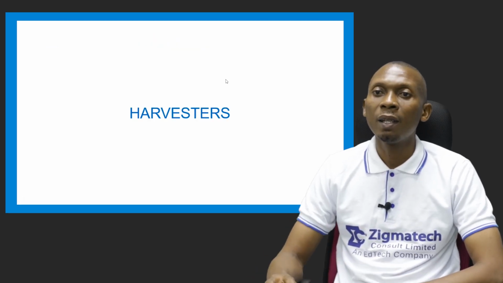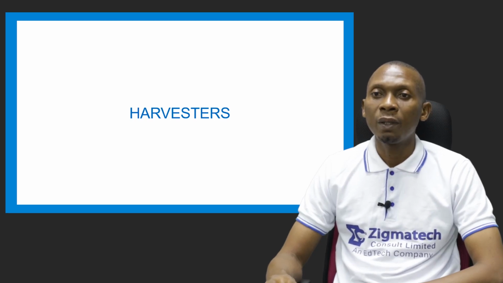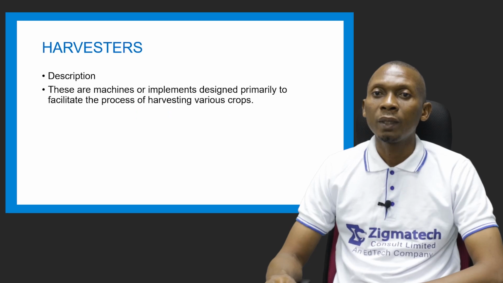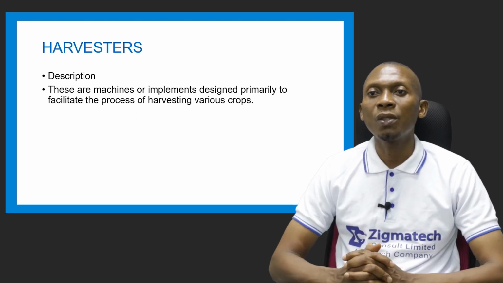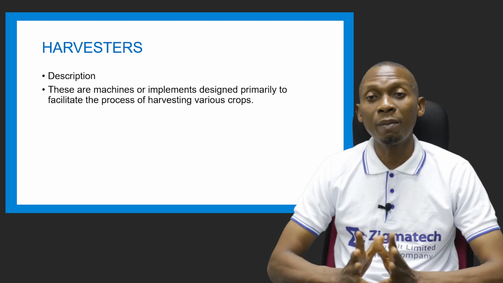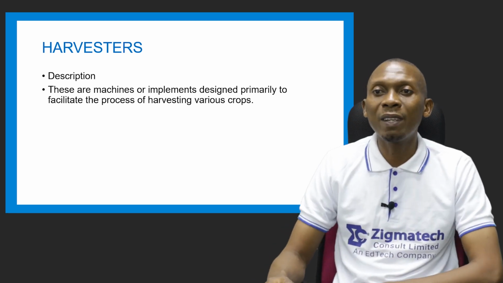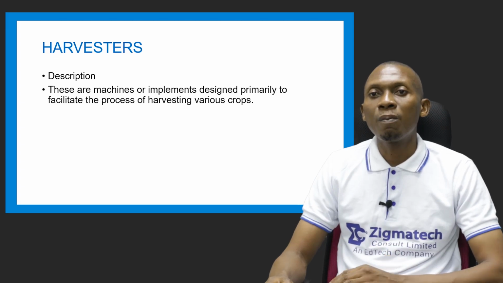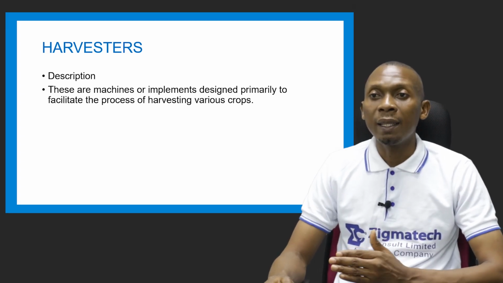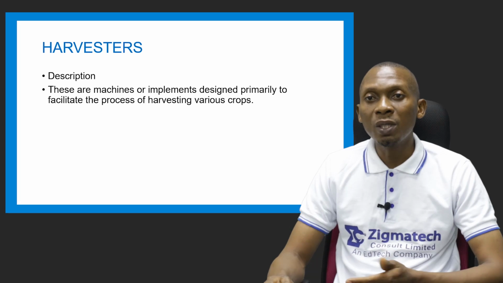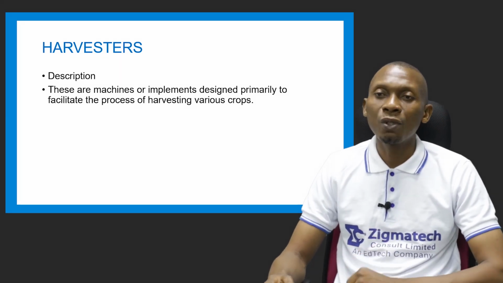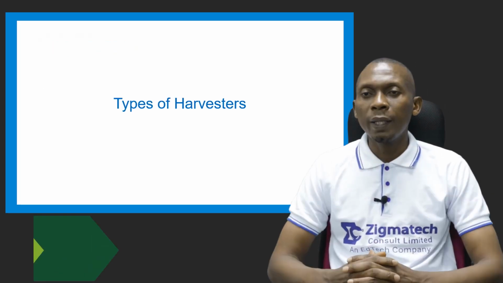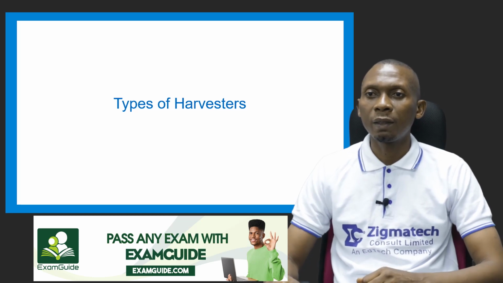Harvesters. This is another simple farm machine. Now, these are machines or implements designed primarily to facilitate the process of harvesting various crops. So when you cultivate your crops and they reach maturity and they need to be harvested, you can use harvesters to harvest your crops. Okay, let's take a look at the types of harvesters.